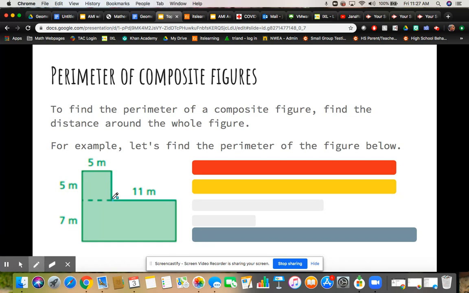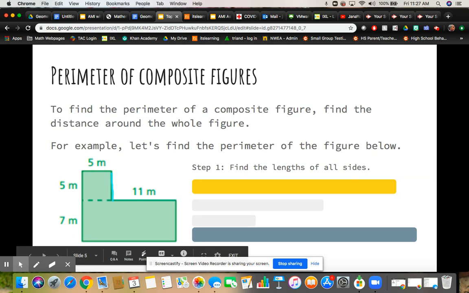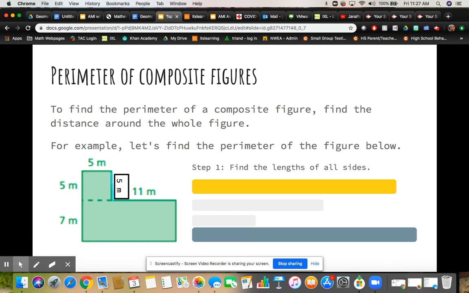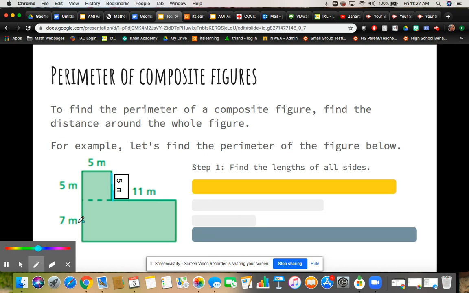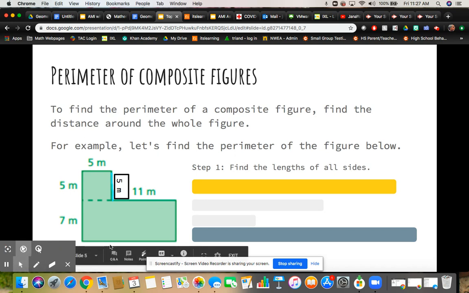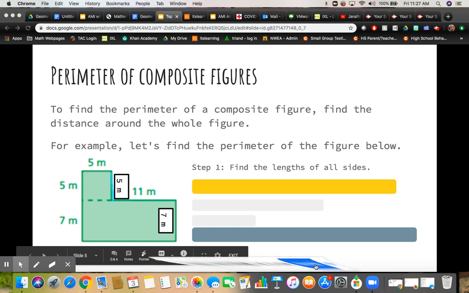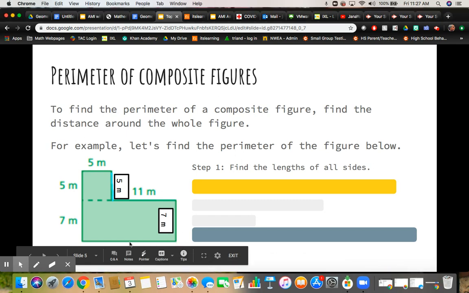What is the missing length of this side? Well, I see that this here is a square, and I know for a square that all of my sides are the same measure. So that must mean that this side right here is also 5 meters. Well, then I know that this is 11 meters, but I need to figure out what this next side here is. On a rectangle, we know that opposite sides are congruent. So if this is 7, then that must also mean that this side is 7.